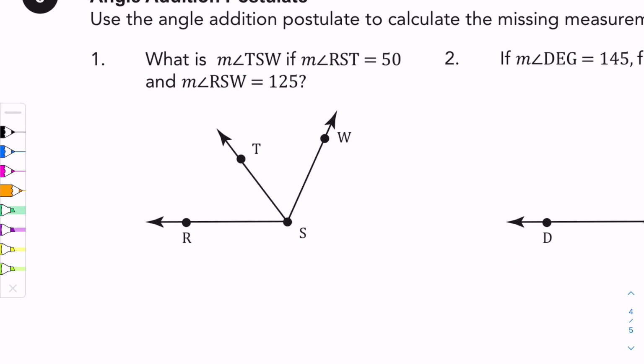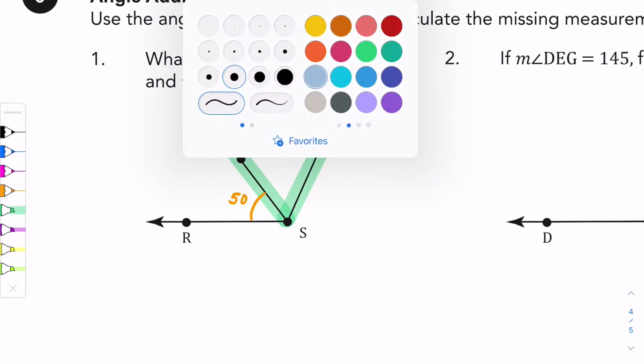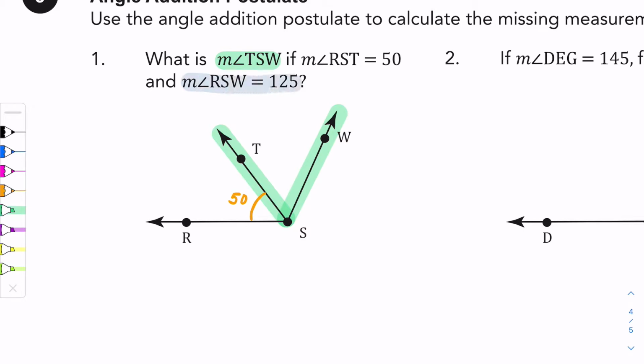Looking at number 1, what is the measure of TSW if the measure of angle RST is 50 and the measure of angle RSW is 125? So RSW is the total angle. That's this whole thing. RSW is 125.